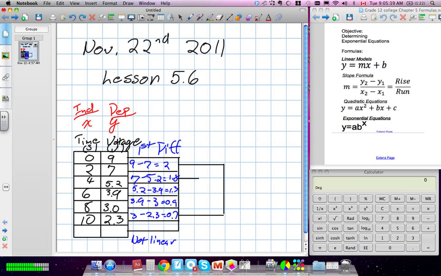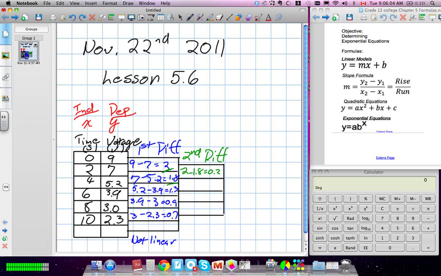So we set up our chart again. Get used to setting up this chart. It'll help you organize everything we're doing. Second differences. If second differences are the same, what is that going to tell us about our model? It's quadratic. Good. So, second differences: I take the first differences and subtract them. I take 2, subtract 1.8, I get 0.2.